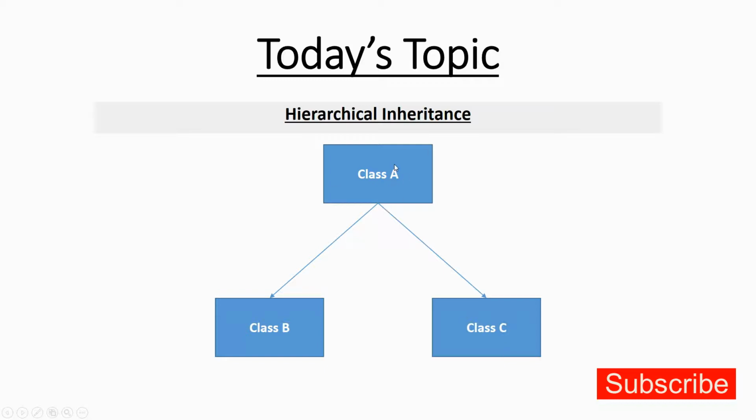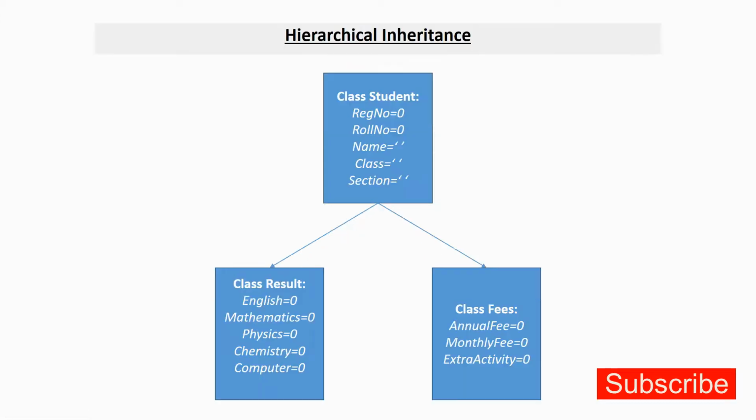Such a scenario we call hierarchical inheritance, where multiple subclasses have a single base class. So this is the base class and these are the subclasses. Multiple subclasses will have a single base class. That's hierarchical inheritance. We are going to take this particular example to implement this practically.